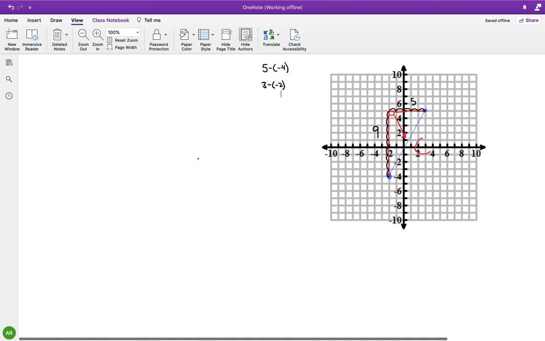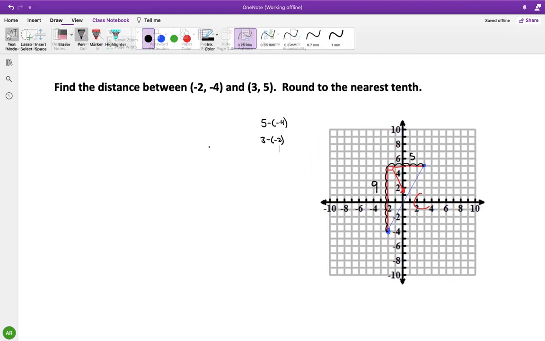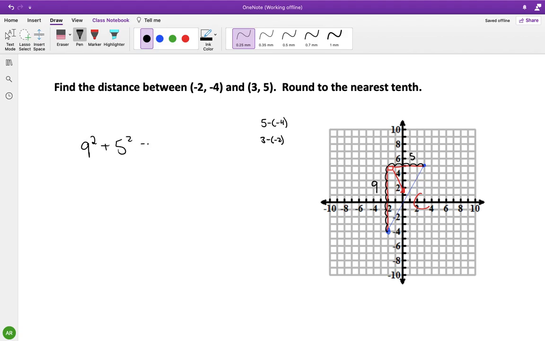Okay, let's set up our Pythagorean theorem. So we have 9 squared plus 5 squared equals c squared. Like I said, I'm confident most of you are fine with this now. So 9 squared is 81. 5 squared is 25. The sum of 81 and 25 is 106.